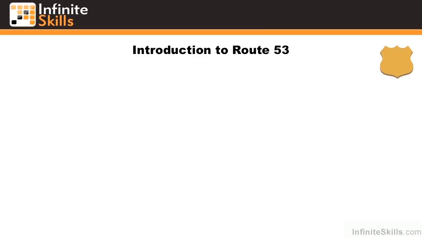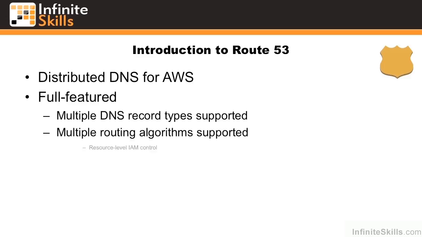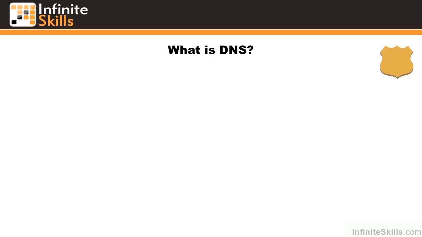In this lesson, we'll take a closer look at Route 53, or Amazon's distributed DNS service. It's fairly fully featured, with multiple DNS record types supported and multiple routing algorithms possible. It also allows for resource-level IAM control, and it leverages the same point of presence, or POP, locations as CloudFront. Currently, that's 37 across the globe. It has HA and low latency baked in.